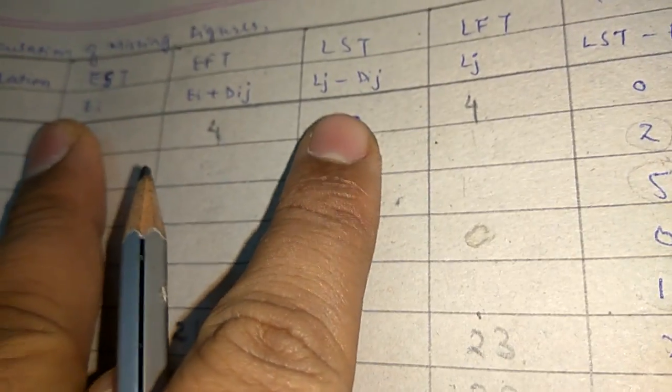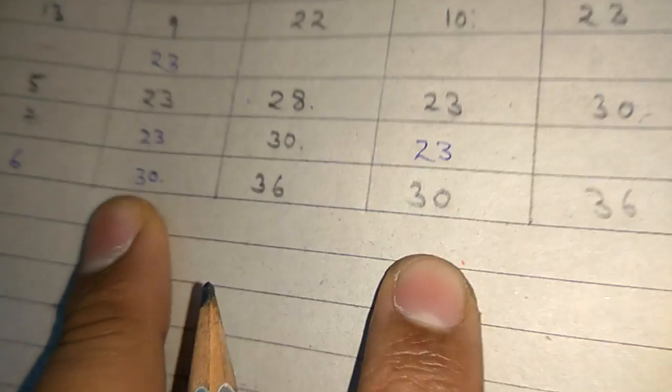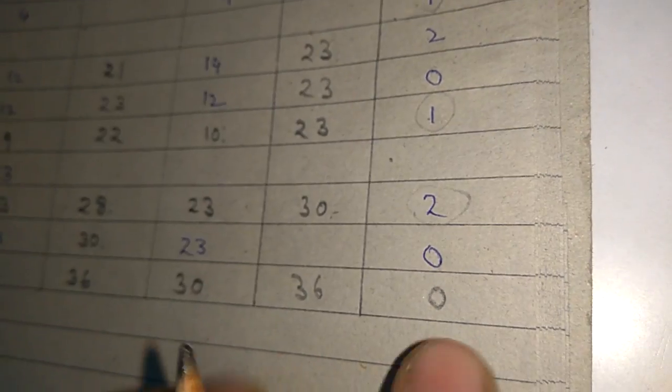So this is the value of Lj minus Dij. What is the value of Lj? Lj is 36. So total float will be LST minus EST. So LST minus EST, 30 minus 30. What will be the value? 0.